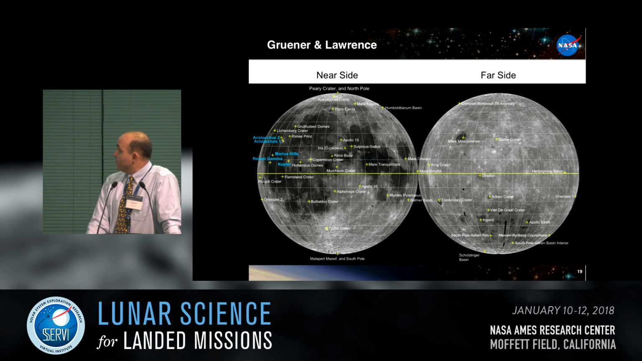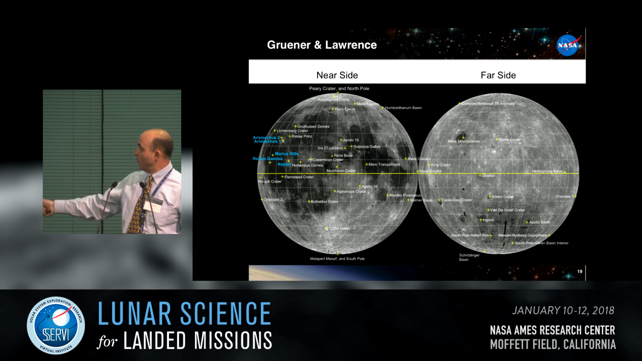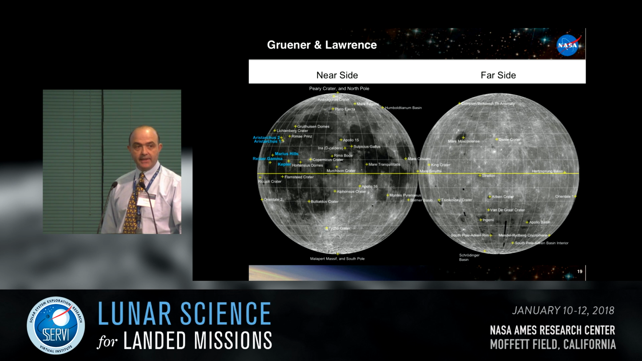Gruner and Sam Lawrence actually have an LPSC abstract last year where they did a similar analysis, and they picked 5 sites which were not polar. And again, same rationale. Each of these missions was scientifically interesting, but they were close enough together such that you could drive the rover in between them, in between human missions.